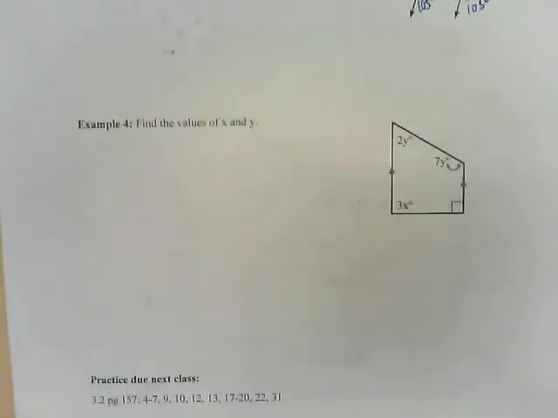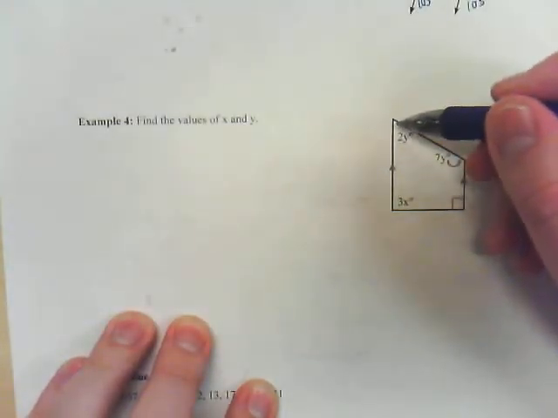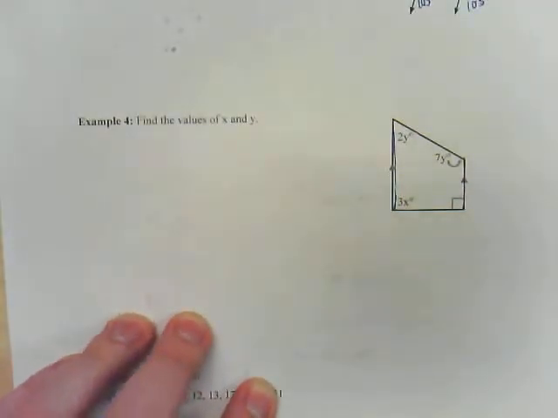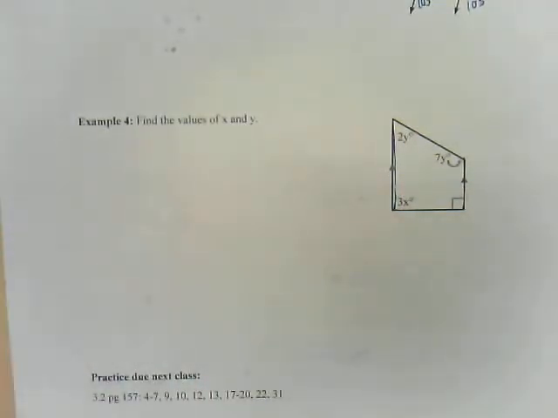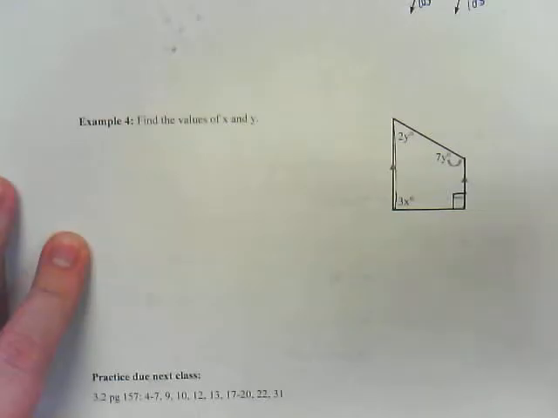Example 4. So for this one, we have a polygon. In fact, we have a quadrilateral. That's a four-sided shape. And in this quadrilateral, we are told that this side is parallel to this side. So this is actually something called a trapezoid, where you have one set of sides parallel to each other. We're also told that this is a 90-degree angle right here. And then for the other angles, we have this one's called 3x, this one's 2y, and 7y. So let's see if we can find the values of x and y.